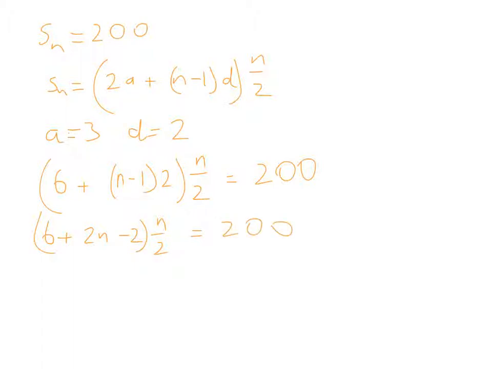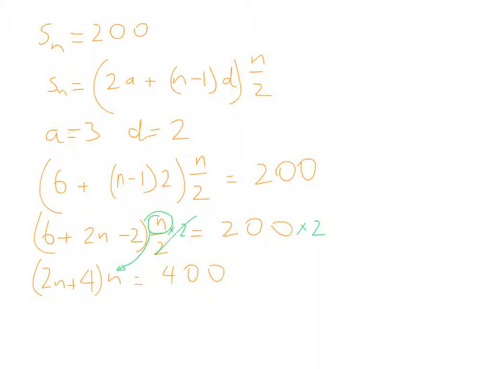And I'm going to end up with 2n plus 4 outside of n equals 400. Now what I've chosen to do there is multiply both sides of the equation by 2, which neutralizes that half. And at the same time I've just gathered like terms in here, and I'm still left with this n multiplying the whole set of brackets.